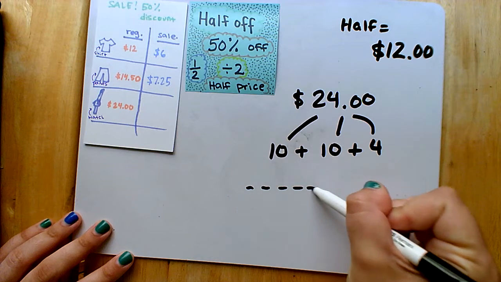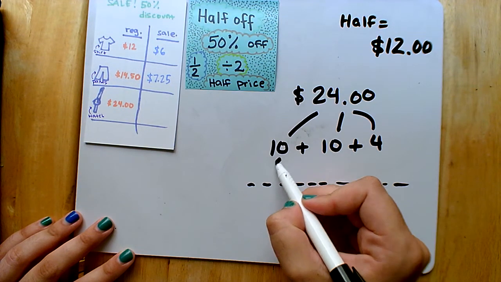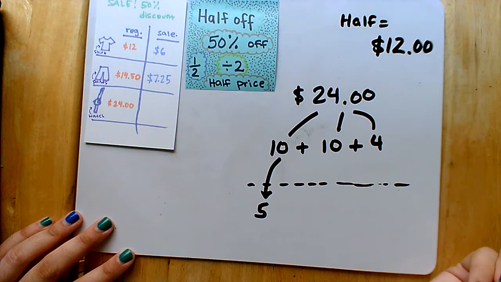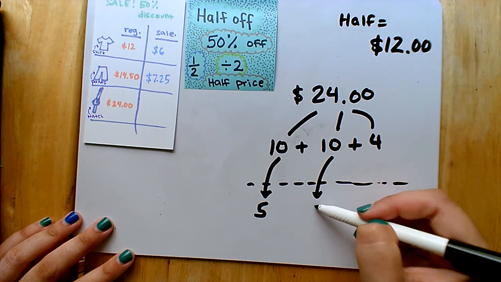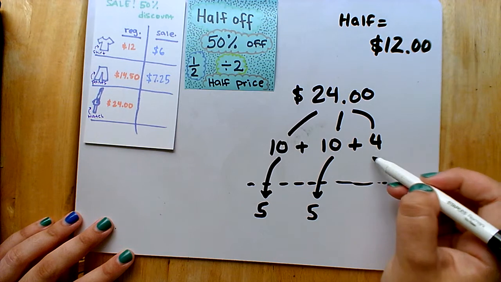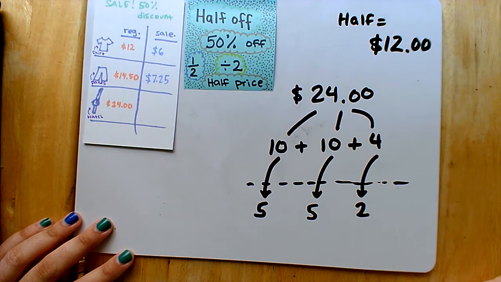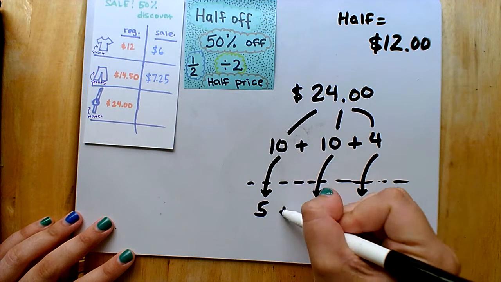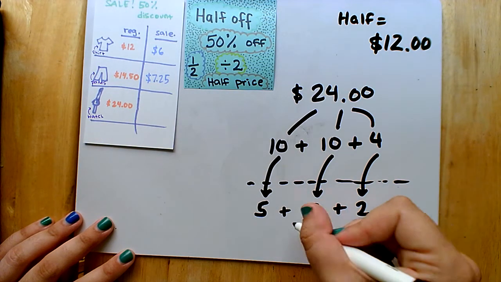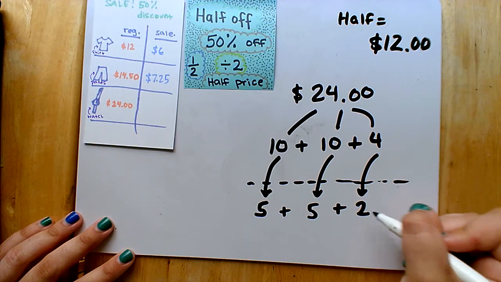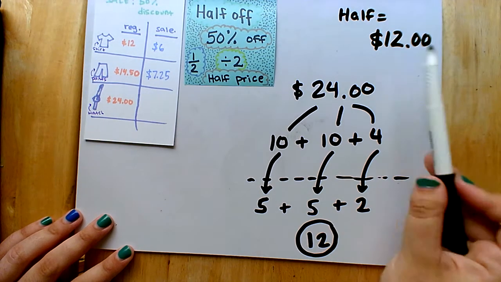So if I get half of this 10, I get 5. If I get half of this 10, I get 5. If I get half of this 4, I get 2. 5 plus 5 plus 2 is what I have here as the half. 5 plus 5 is 10, and 2 more is 12. This matches what we got up top. So, yay, we're correct.